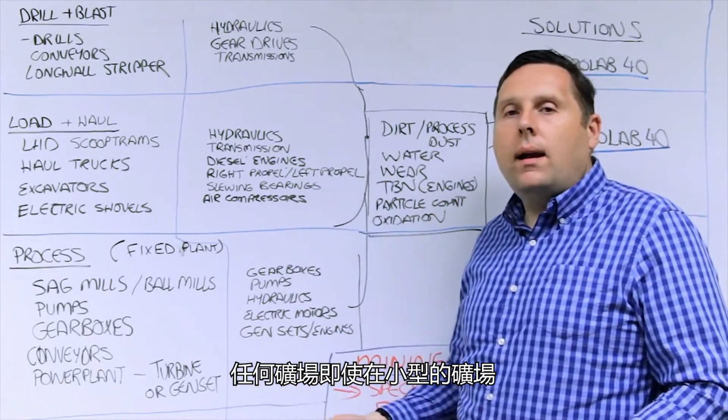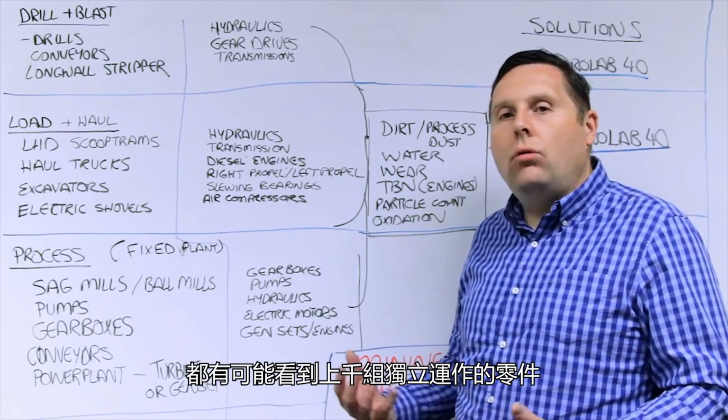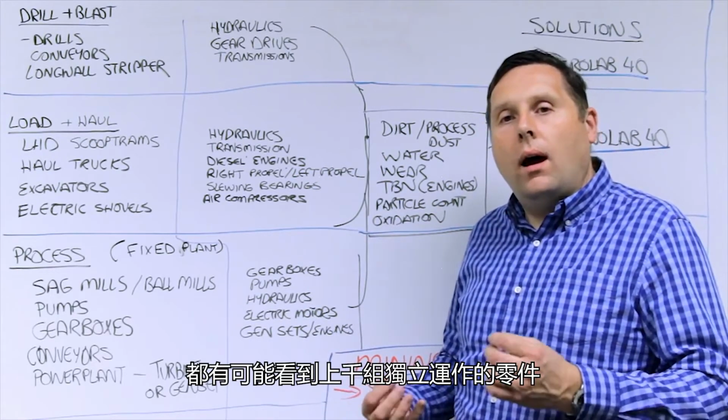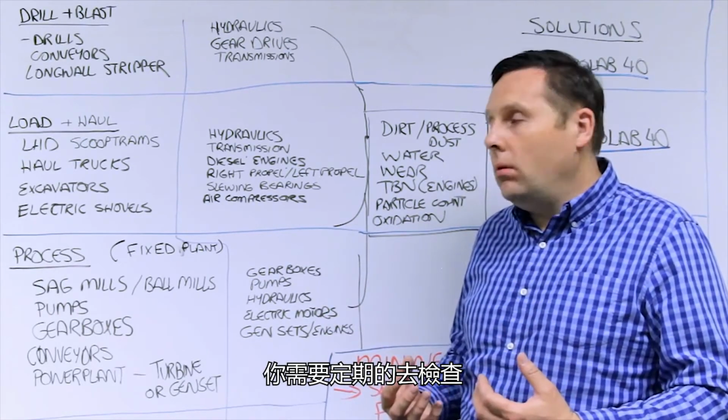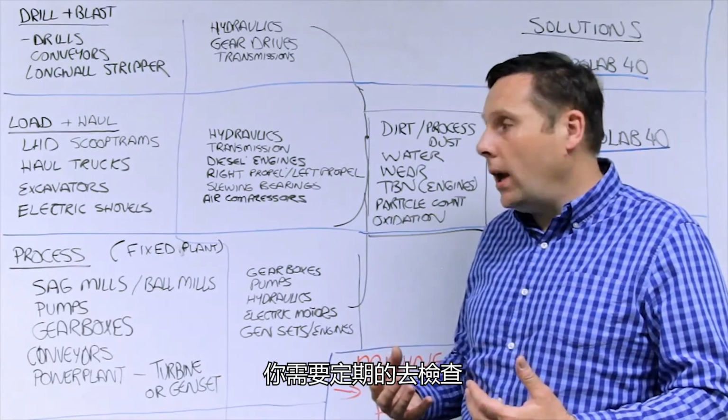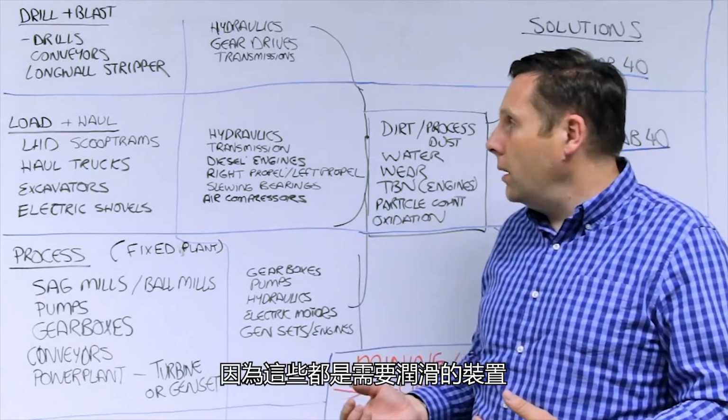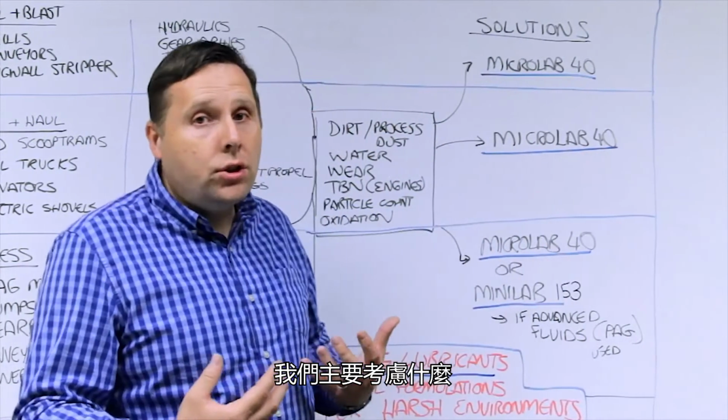So on any one site, even if it's a small mine site, you can have many thousands of individual sampling points for where you can actually be able to routinely check. And all of these are driving lubricants. What's of major concern to us?